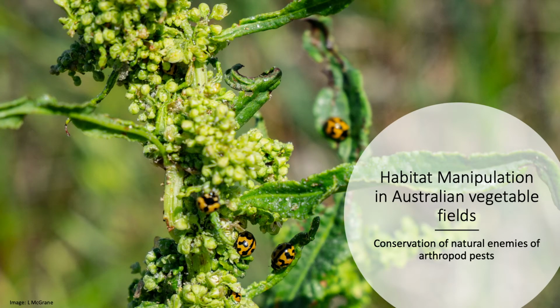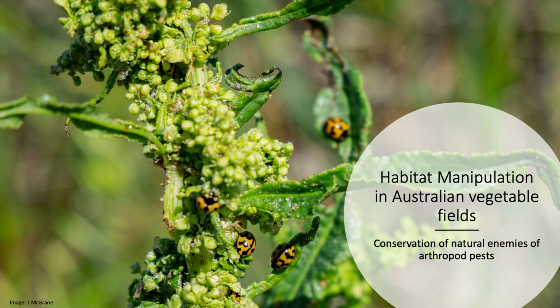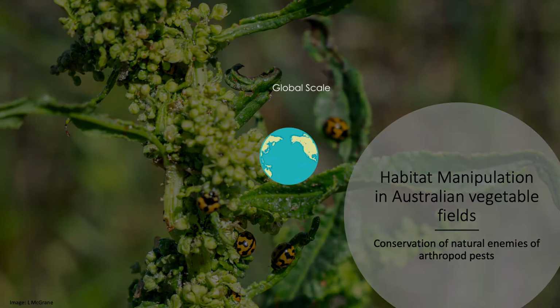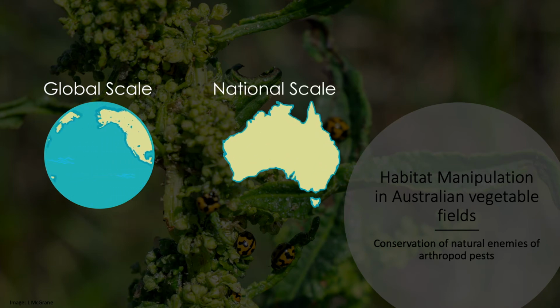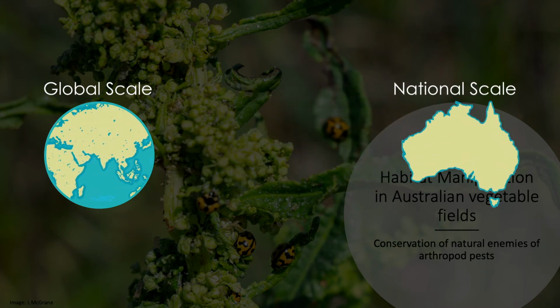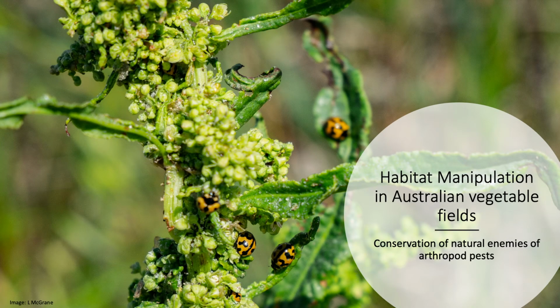Hello everybody, my name is Olivia Reynolds and in this episode of Doorstep Science I'm going to talk to you about habitat manipulation in agroecosystems. Firstly, I'm going to give a general background and provide an example of where this is being used successfully at a large scale internationally. I will then introduce an Australian-wide project that is looking at habitat manipulation in Australian vegetable fields. In this episode, I will cover the findings of our field surveys from this project to date, and then in a follow-up episode, I will cover the results of our field trials and conclusions from this research.